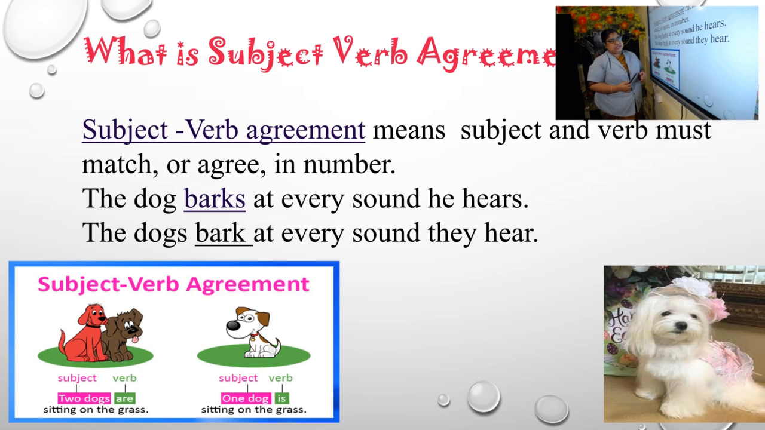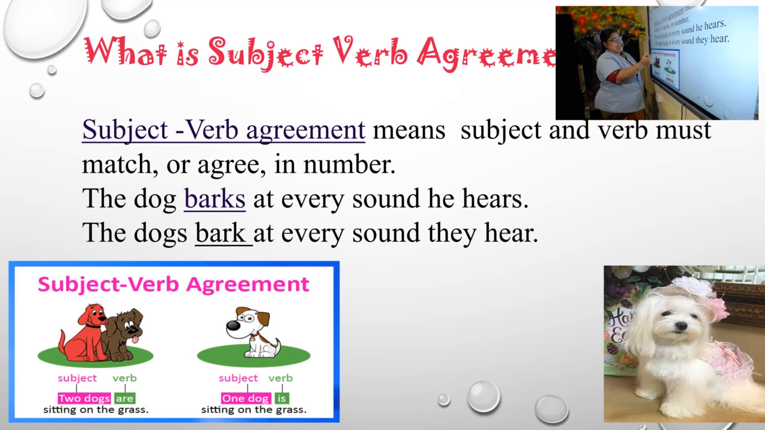Look at the examples. The dog barks at every sound he hears. Look, which is the subject here? The dog. Yes, the dog is the subject here, right? And look at the verb. Which is the verb here? Yes, barks. Barks is a verb. Here, is the subject singular or plural? Yes, the dog is singular. And look at the verb here. What did you add to the verb? You added an s. Yes.